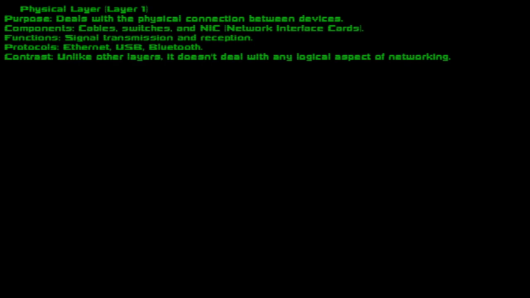OSI model layers. Physical layer, Layer 1. Purpose: deals with the physical connection between devices, components, cables, switches, and NICs, network interface cards. Functions: signal transmission and reception. Protocols: Ethernet, USB, Bluetooth. Contrast: unlike other layers, it doesn't deal with any logical aspect of networking.